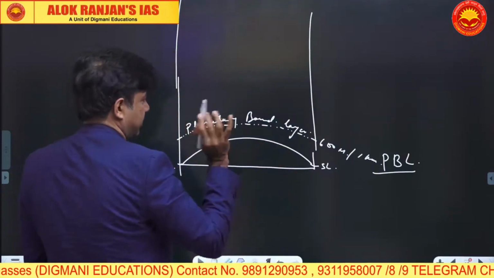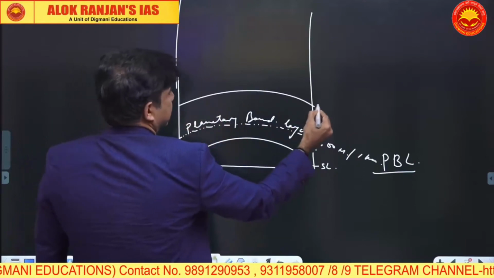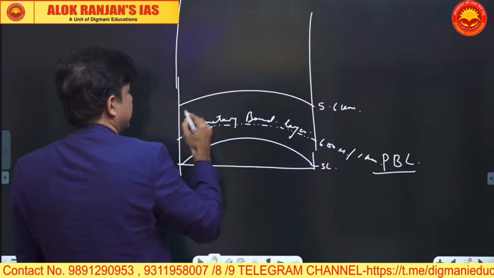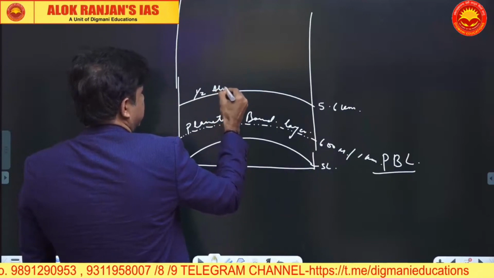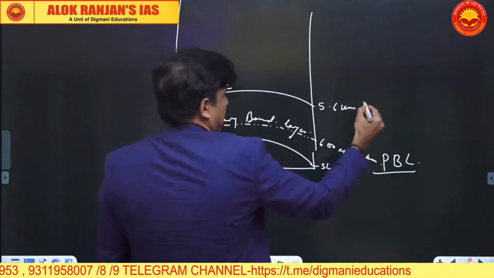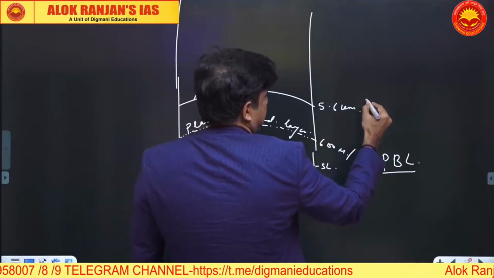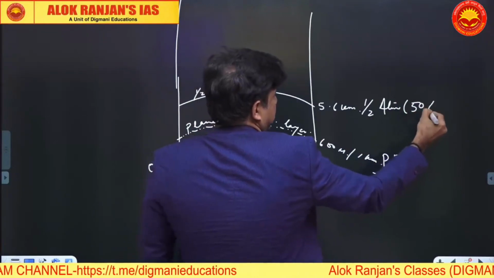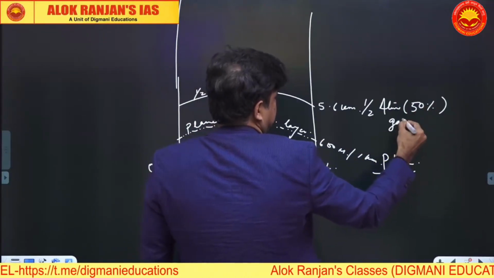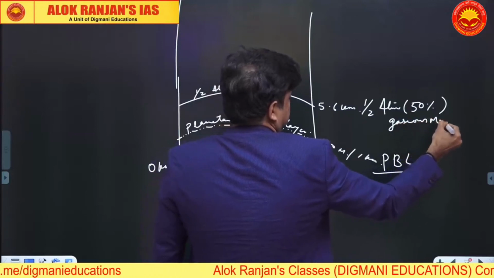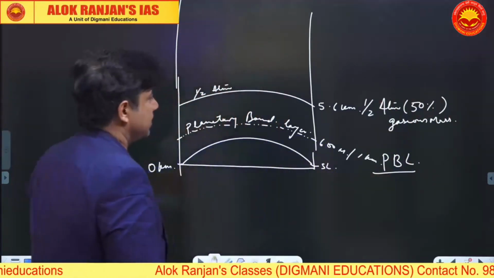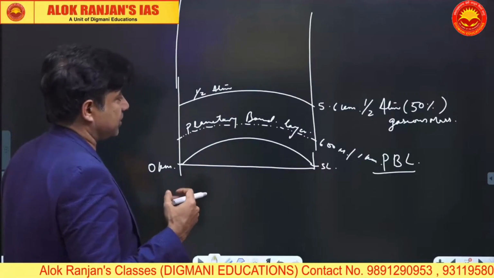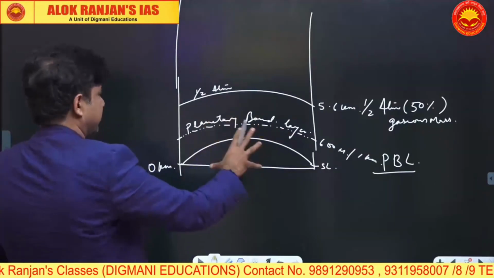This is the planetary boundary layer. Then we have this 5.6 kilometer altitude, which is called half atmosphere, because 50% of the gaseous mass is below 5.6 kilometers altitude. Most of the gases, rather 50% of the gases, are below this line.